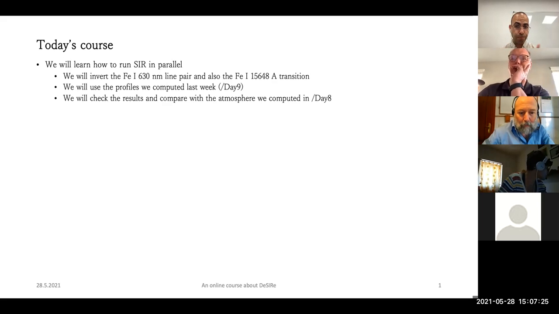And the idea is that we will run the inversions with a given configuration. And then I will show you how I usually compare with the initial atmosphere, just to check if the inversions are working okay. And then from that, you can also tell things about the spectral lines. So the atmosphere is from the previous class, and is the one that we transformed and put in the proper format in day 8. Okay, so this is just a continuation of all the things that we have done in the previous two weeks.